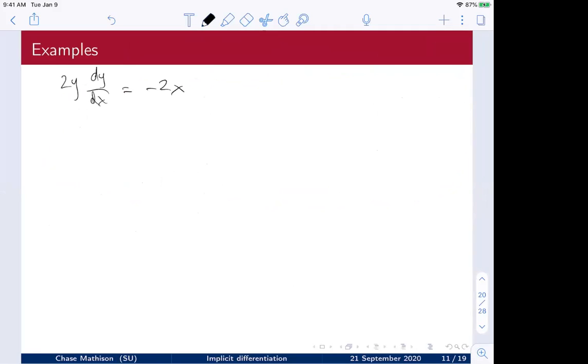And then now this is being multiplied in front of the dy dx, so I'm just going to divide both sides by that. So dy dx is equal to negative 2x divided by 2y. And so this is just negative x over y. Any questions on that?